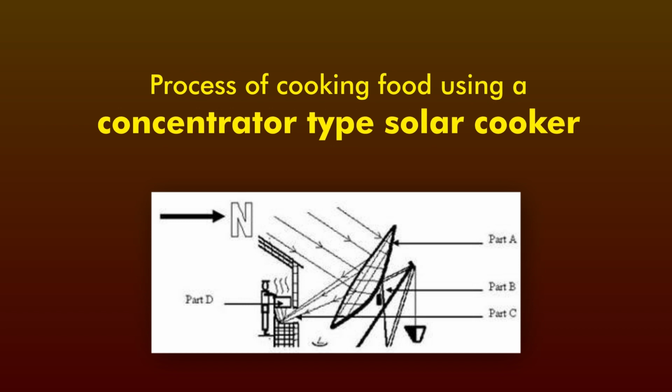Now here we will discuss the process of cooking food using the concentrator type solar cooker. So the first process is installation. The solar disk is installed in an open shadow free area or on terrace tops facing the south. The cooking place and the vessels face the north at the same ground level. The reflection of the disk falls on the secondary reflector housed in an opening in the north kitchen wall.